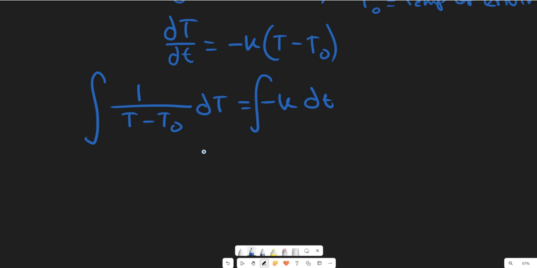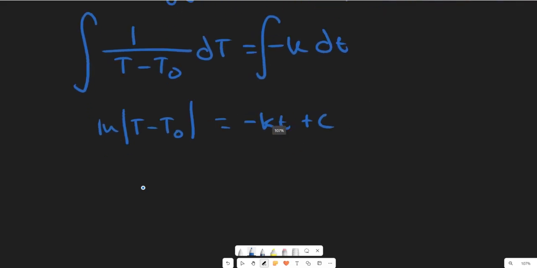So integrating the left-hand side, we're going to get ln of T minus T0 is equal to negative kt plus c, right? And then the next step is we're going to do e to the power of both sides, right? So this would cancel this out, and so we're going to get T minus T0 is equal to e to the power of negative kt plus c.